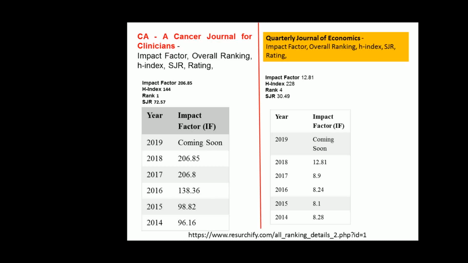The impact factor of this journal in the year 2014 is 96.16. In the year 2015, 98.82. In the year 2016, 138.36. Similarly, if you look into 2018, 206.85. So 2019 is coming soon.